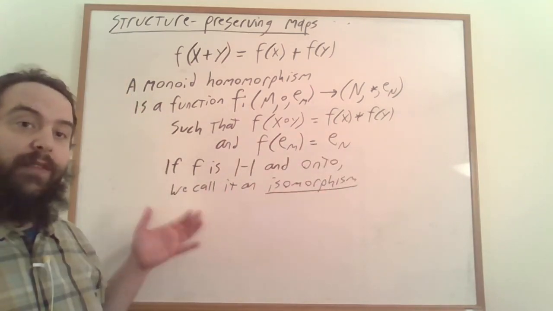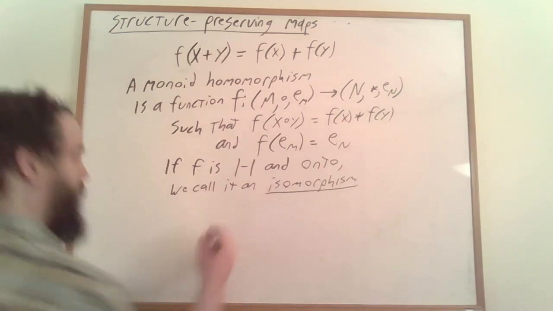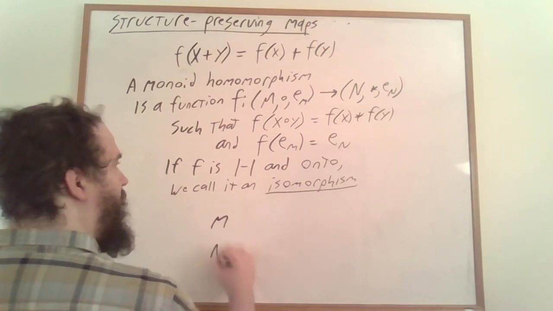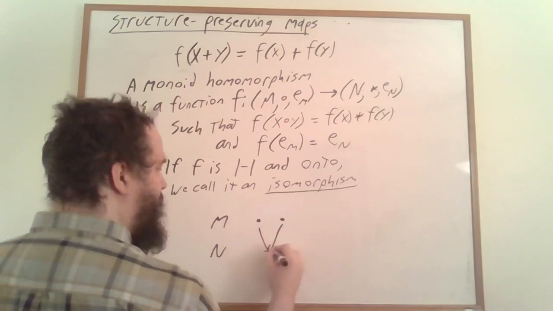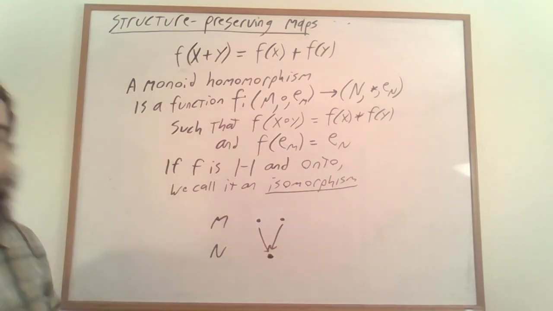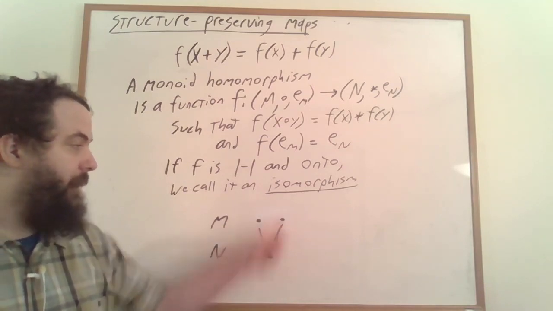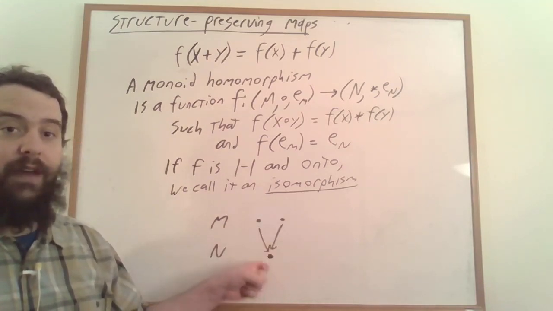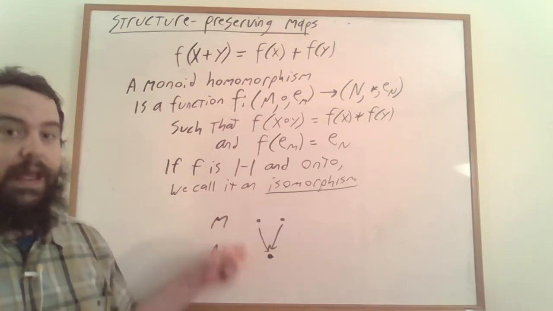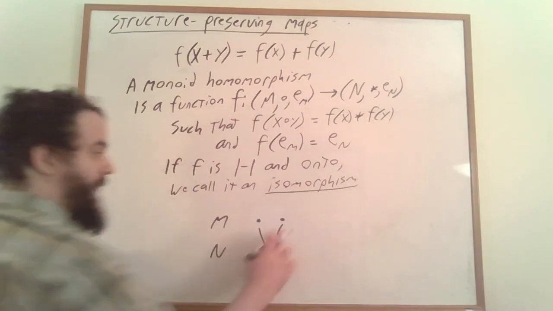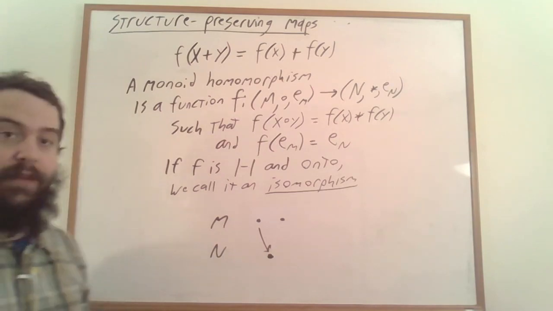We require that f is 1 to 1. This is as opposed to being many to 1. We had our example here where we have two different elements of M that get mapped to the same element of N. This is a many to 1 function. Many different elements of M are getting mapped to the same element of N. That's not what we want, because we want a pairing between M and N. We want it to be the case that every one element of M gets mapped to one element of N.